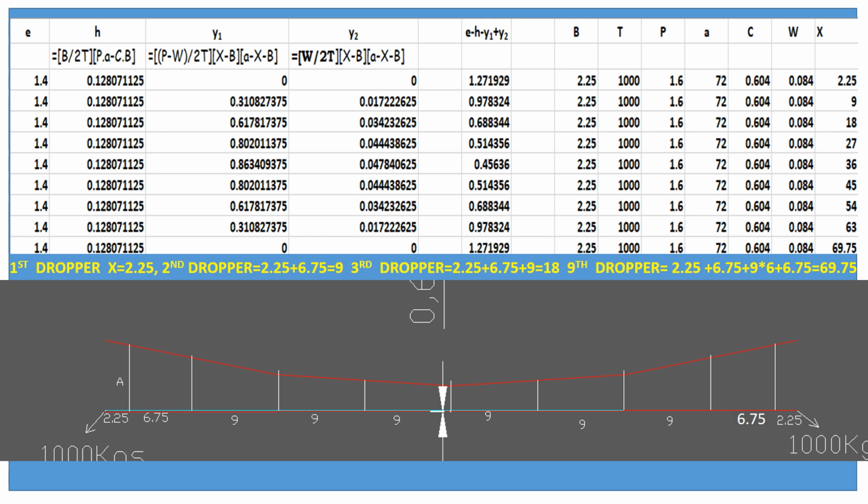T is the tension, 1000 kg. A is the span. If it is a 36 meter span, you have to put 36. If it is a 45 meter span, you have to put 45.